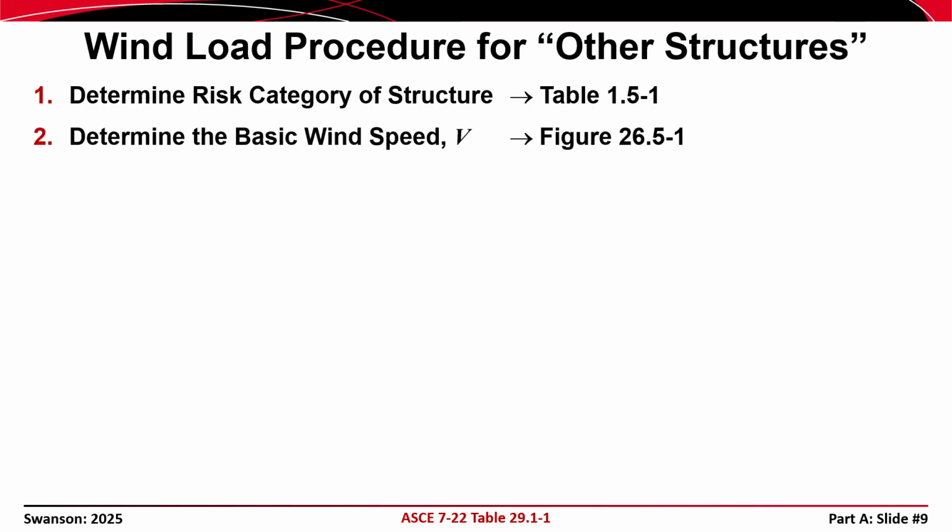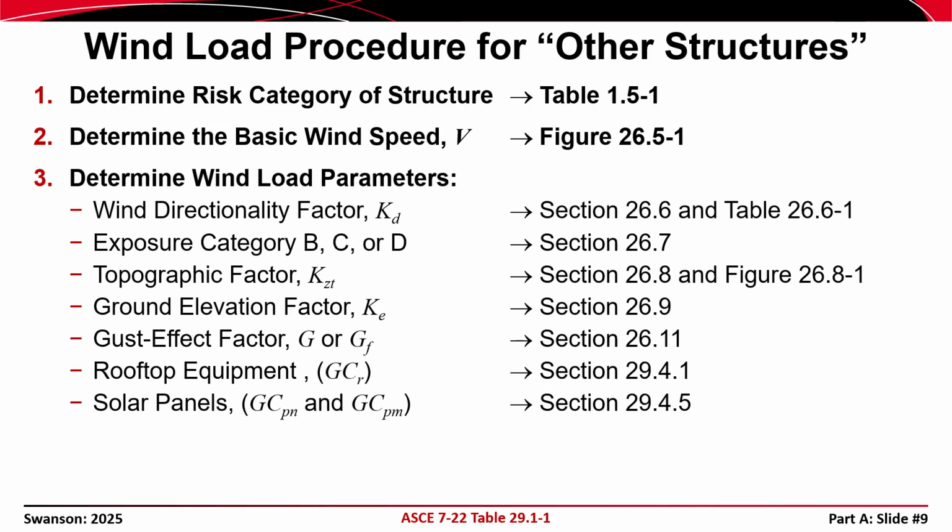The second step is to determine the basic wind speed. This is generally accomplished by using maps that are included in the ASCE 7 standard or by using online resources that are readily available. The third step is to determine the wind load parameters. There are several of these parameters that are intended to capture various effects. We'll discuss each of these when we get to them in the example.